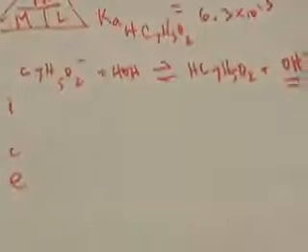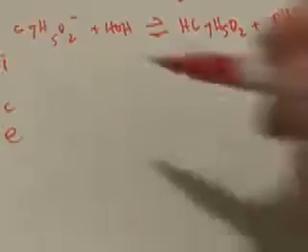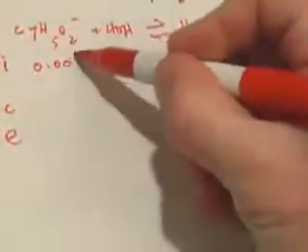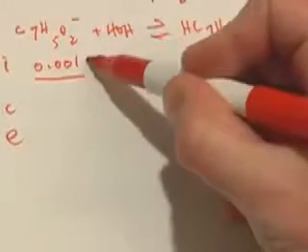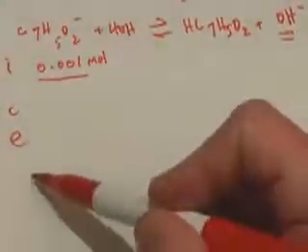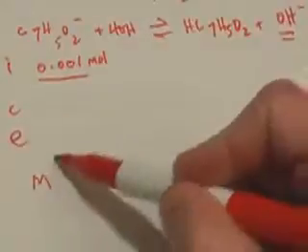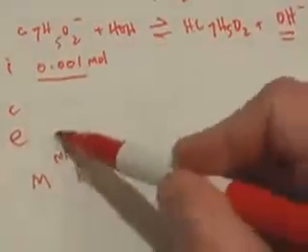I can write an ice table for this, and when I do that, what I need to know is the concentration of C7H5O2 minus. To be able to do that, of course, I not only need to know the moles, of which there are 0.001 moles at the equivalence point, but I need to divide that by my total number of liters at this time. This is a tricky thing to find. It's not so hard because it only involves the molarity triangle. Molarity equals moles divided by liters.